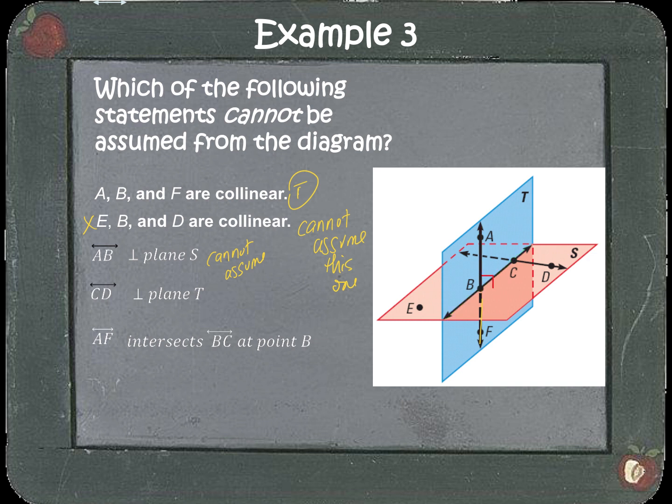The next one is another plane one. It says that CD is perpendicular to plane T. Again, I know CD intersects plane T, but I don't know that it's perpendicular to line CB either. Therefore, I cannot assume any of these. And the last one says that AF intersects BC at point B. So line AF intersects line BC at point B, and this one is a yes. I can assume that. So I can assume a couple, but not all of them.